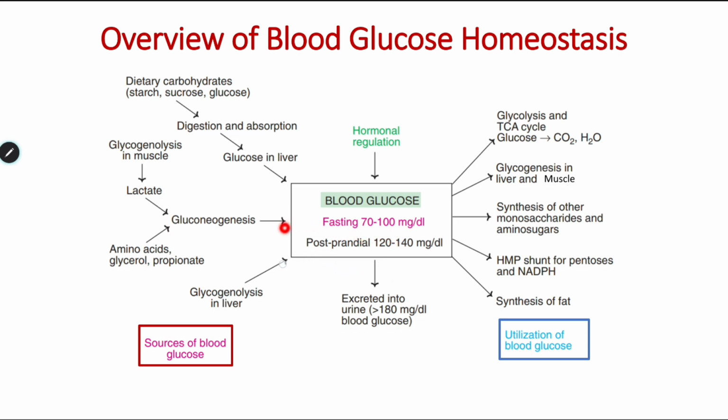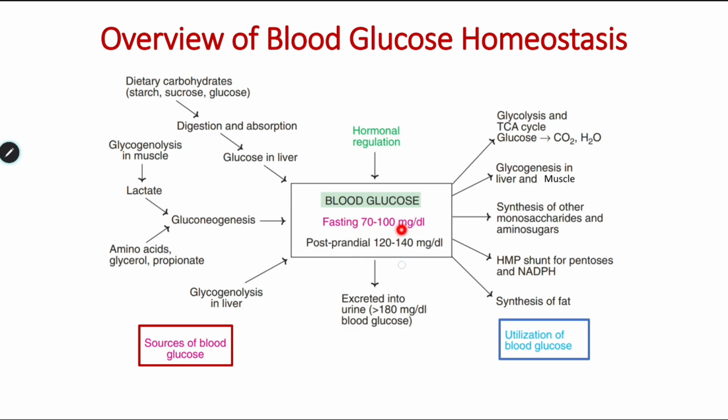And then between meals, breakdown of glycogen, glycogenolysis, is the source of blood glucose. And in fasting more than 8 to 10 hours, gluconeogenesis contributes significantly to glucose. Lactate, glucogenic amino acids, and glycerol serve as precursors for gluconeogenesis. But why is this important? Why is the blood glucose level important?